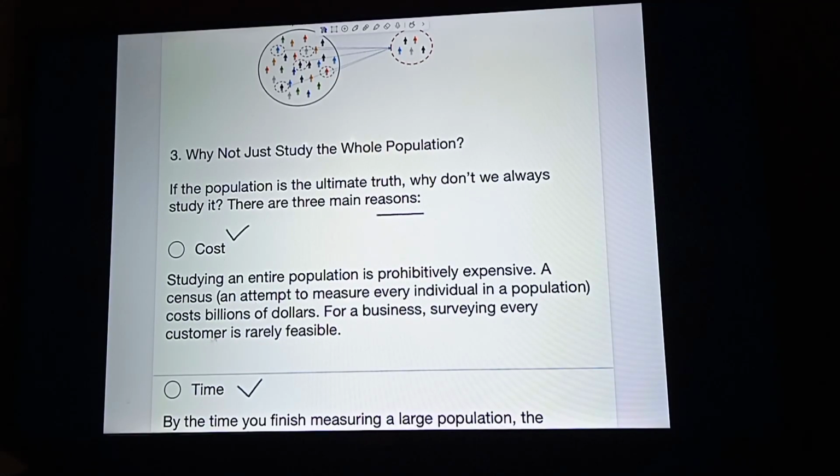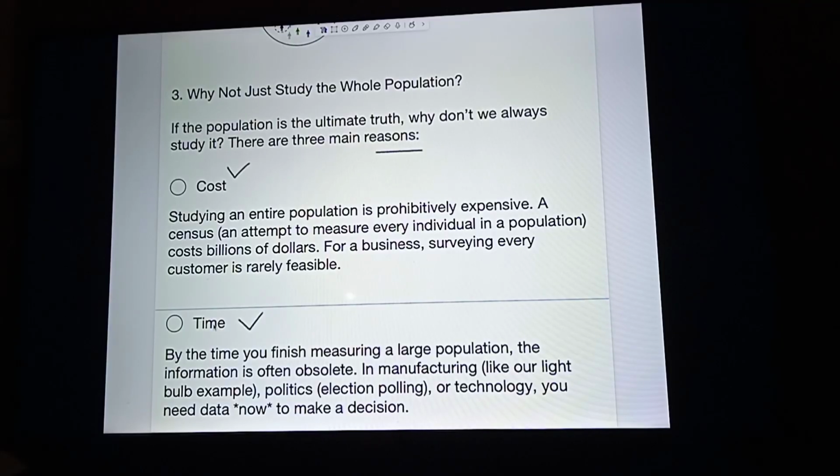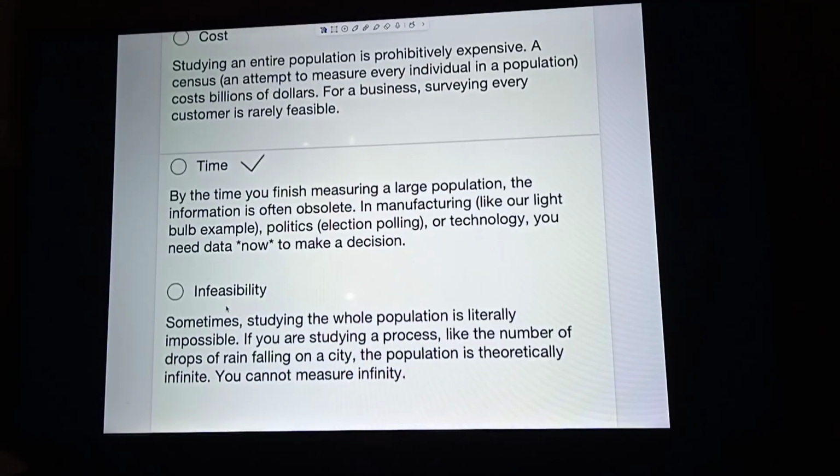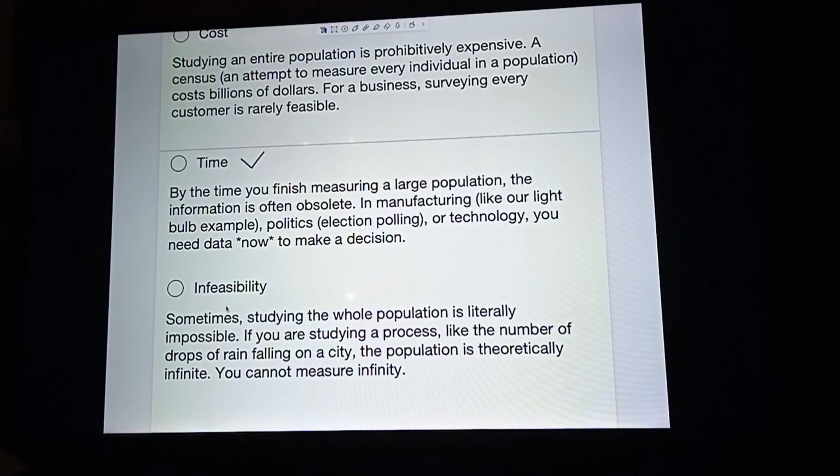The first one is cost. Studying every single item in the population is usually too expensive. Next one is time. Studying the whole population takes too much time. The third one is infeasibility. Sometimes it is not practical or not possible to study the entire population.